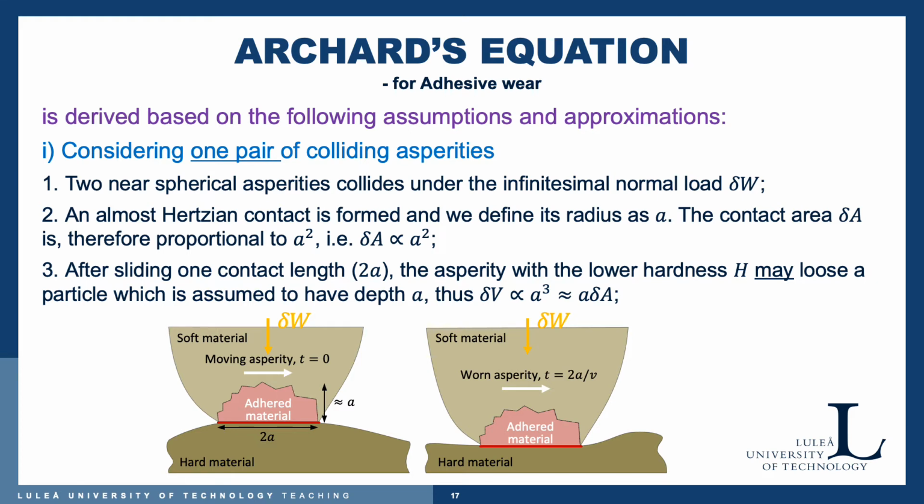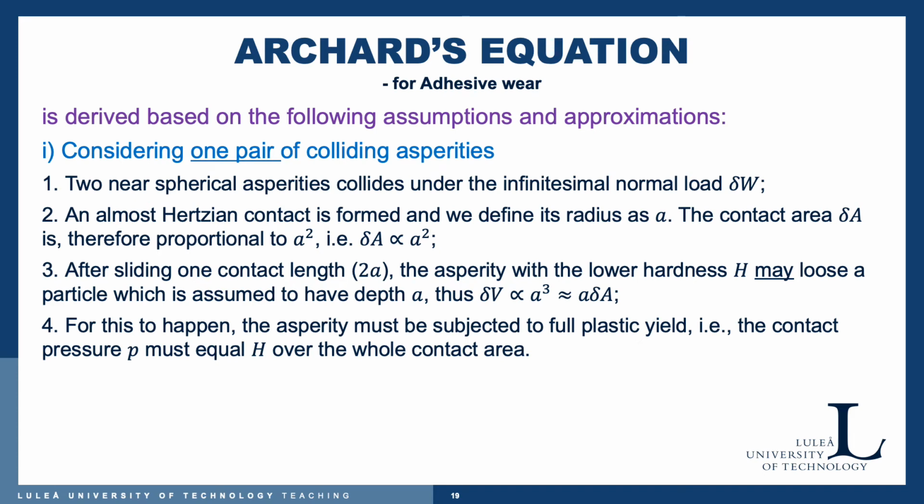Okay, so we move one contact length 2a, and this cylindrically shaped or spherically shaped small delta V volume wear particle is loosened from the softer material, in this case the upper body. However, for this to happen, the asperity must be subjected to full plastic yield, so the contact pressure everywhere must equal the hardness of that softer material, and here we denote that with H.